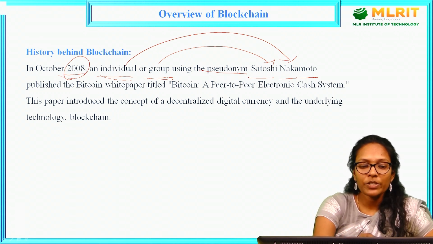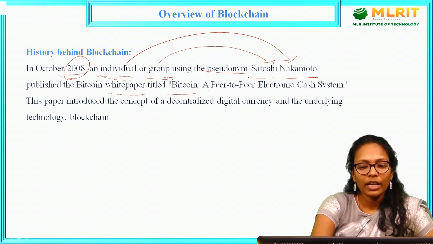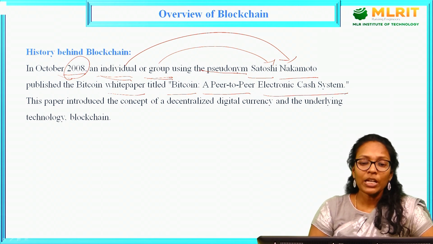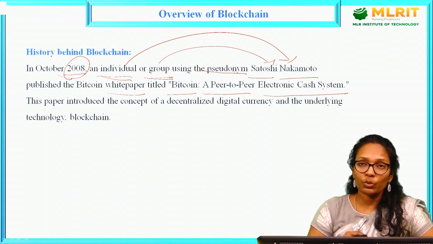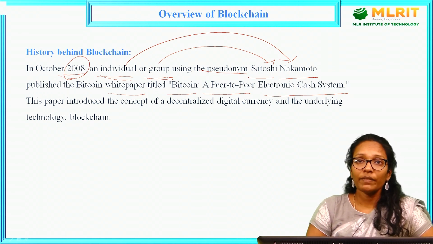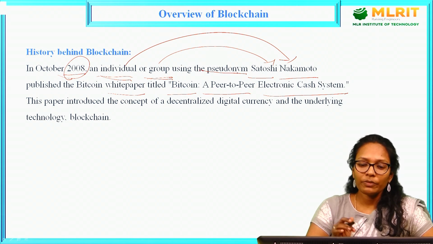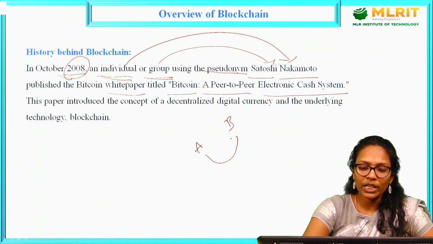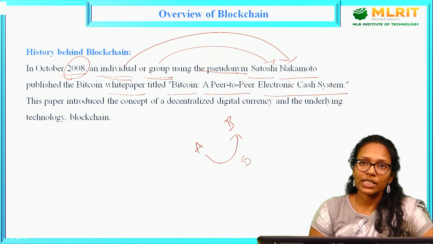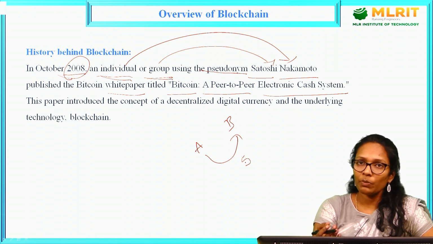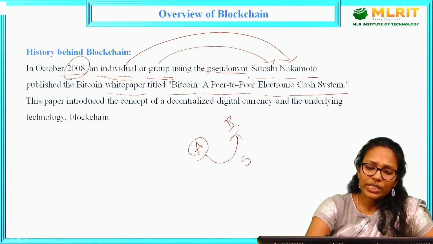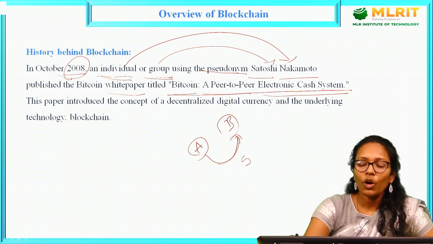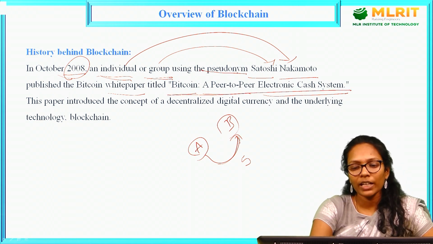Right, so they published a white paper, and the title of that white paper is Bitcoin, a peer-to-peer electronic cash system. The main motto of this white paper is to transact, to transfer money from one account to another account without any additional charges. For example, from account A to account B, if I want to transfer 2 lakhs or 5 lakhs, then it will charge some amount. If the amount is more, then obviously the additional charges will also be more. To overcome this type of additional charges, what we need to follow, all those techniques will be available in this white paper.